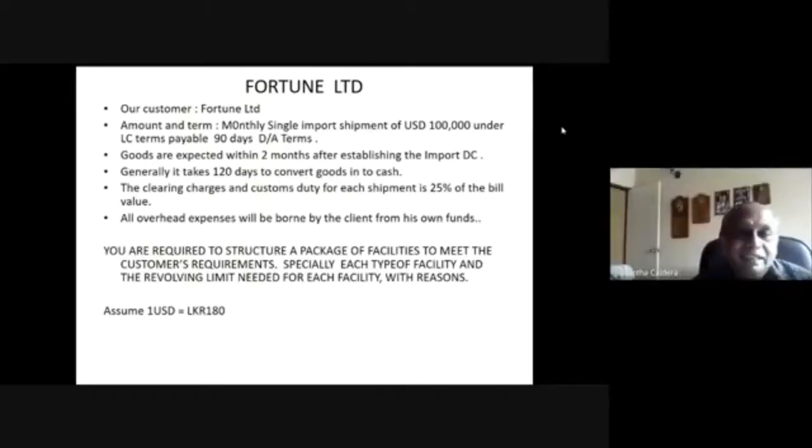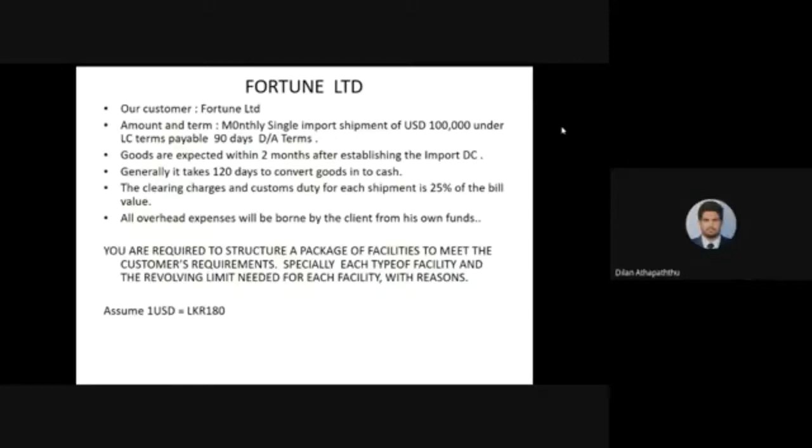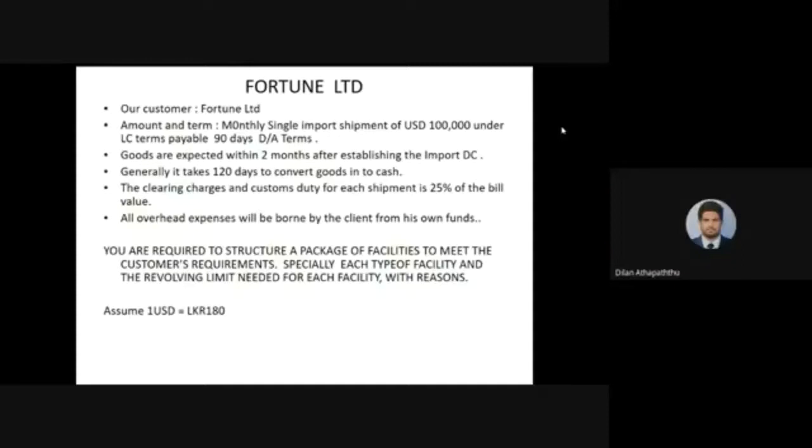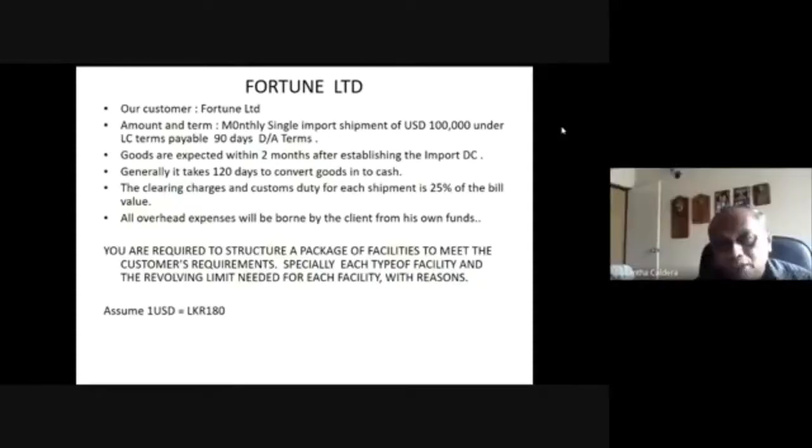Very good. Then when we open the LC, how long will it take to receive the goods and the documents? 2 months. But do we have to get shipments every month? Yes. If so, once we open an LC of 100,000, it can take 2 months to receive the goods. But in the second month also, we'll have to import goods, so we'll have to open an LC.